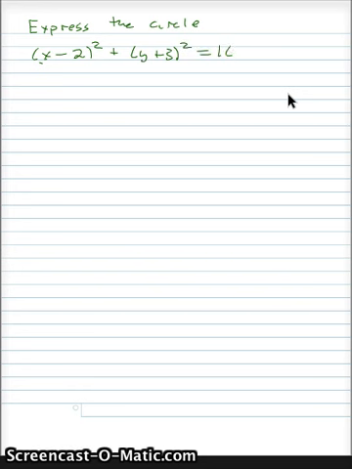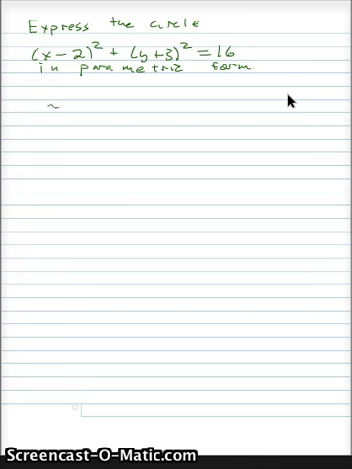So let's see, what is our next concept? We're going to start with the circle. The circle is (x minus 2) squared plus (y plus 3) squared equals 16. Can we express that thing in parametric form? What sort of a strategy will we use here?